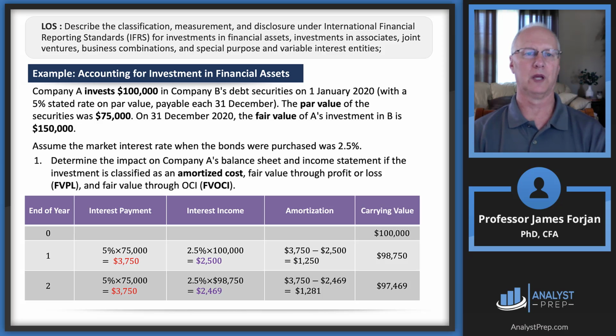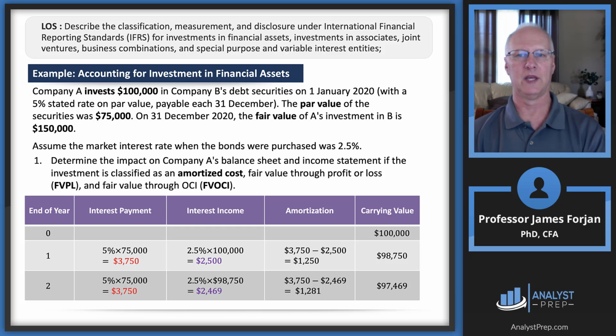Let's take a few moments working through an example here. Even though the LOS, look at that action word up there, says describe. It doesn't really say compute or calculate. However, you ought to be able to replicate a table here. All right, you ready for this? So here we go. Company A invests $100,000 in Company B's debt securities. So we're buying $100,000 worth of fixed income securities. Par value is $75,000, so we're paying a premium for these fixed income securities. This all occurs on January 1st.